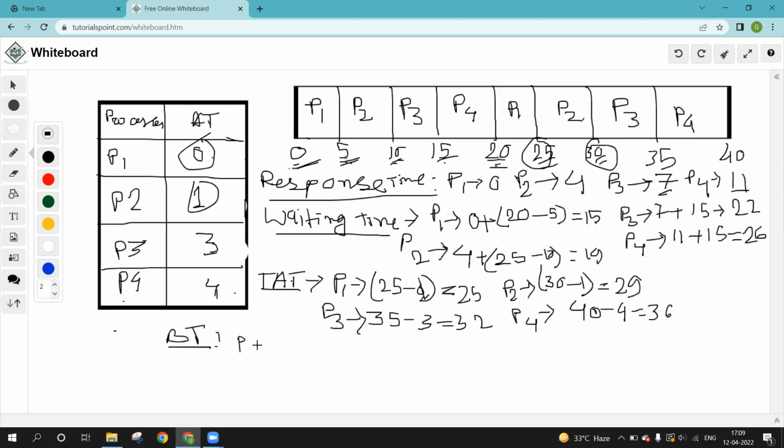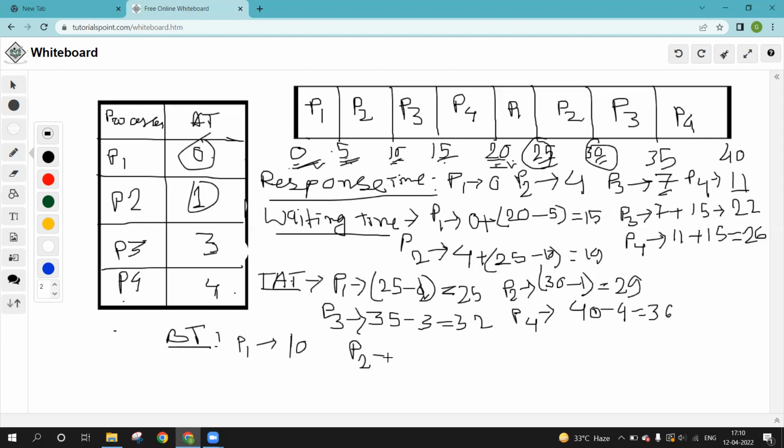And burst time. For P1, I have told you the burst time is the total execution time. So for P1, the first execution time is 5, and the second execution time is also 5. So 5 plus 5 is 10. Or, in the other way, you can also calculate it as turnaround time minus waiting time, as turnaround time is the summation of waiting time plus burst time. So burst time is turnaround time minus waiting time. So the burst time for P1 is 25 minus 15, this is 10.